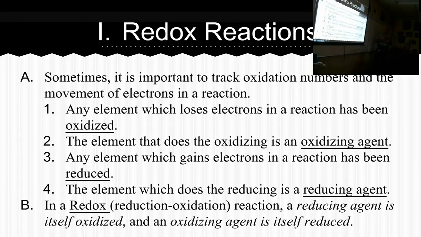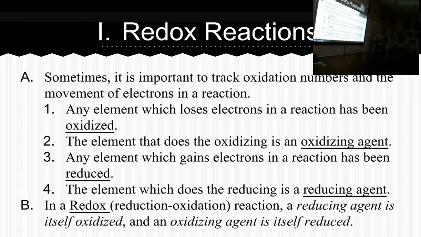In a reaction, if we care about where the electrons go, then you can identify oxidation numbers for different elements in the reaction, and you find the oxidation number of it before the reaction happens, and you find the oxidation number of it after the reaction happens. And you can see if something has been oxidized or reduced. So just some terminology review.